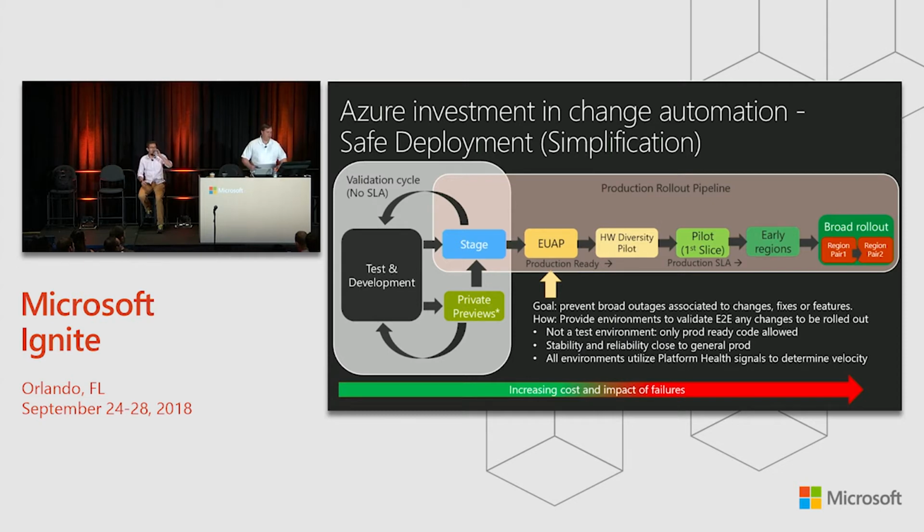So as we continue to move through, the pilot cluster is the next. We have hardware pilots. We have actual, what we call first slice, where these are clusters that are largely Microsoft clusters, where we are actually owning and running services there of our own. So we're dog fooding, we're testing against ourselves, and only when we feel really confident do we start into the early regions of the rest of the cloud.